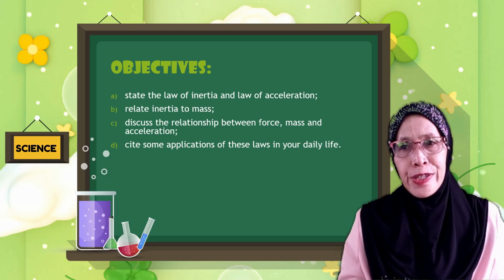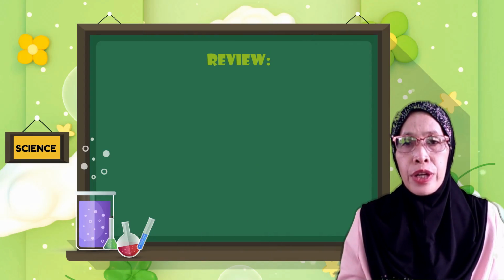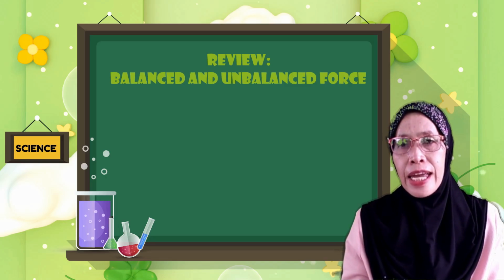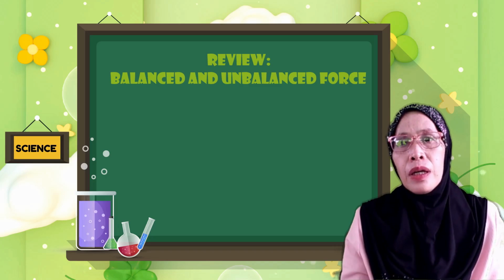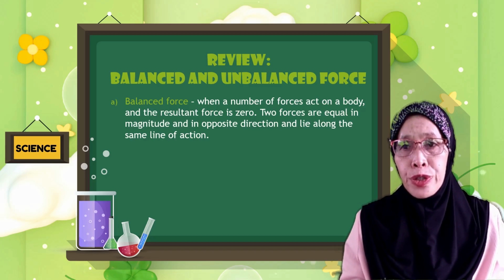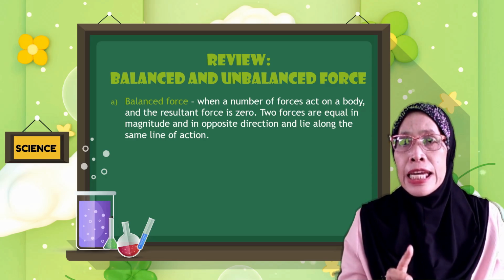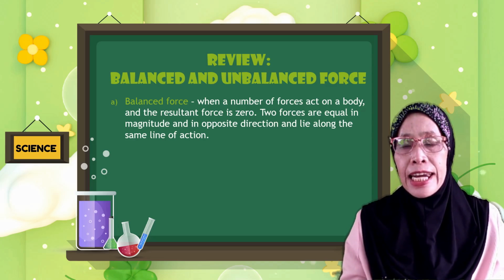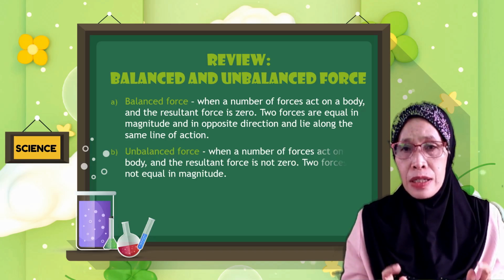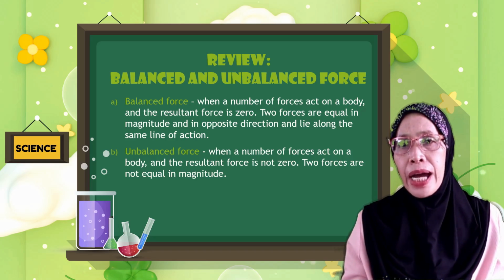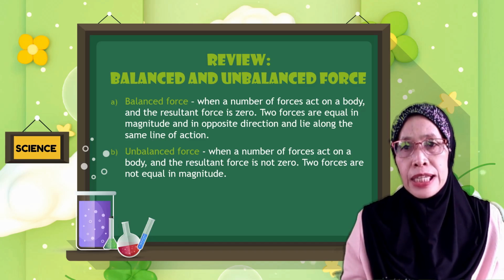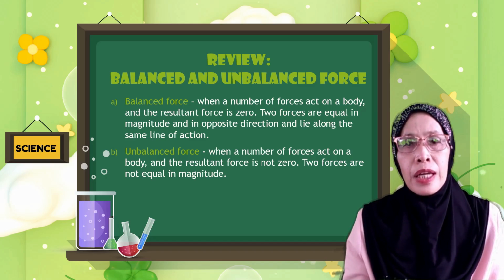Now, before anything else, let us review first your past lessons. Do you still remember your last lesson? It is about balanced and unbalanced force. Balanced force is when a number of forces act on a body and the resultant force is 0. Two forces equal in magnitude and in opposite direction and lie along the same line of action is known as the balanced force. While unbalanced force is when a number of forces act on a body and the resultant force is not 0. Two forces are not equal in magnitude. It is considered unbalanced force. Did you understand?